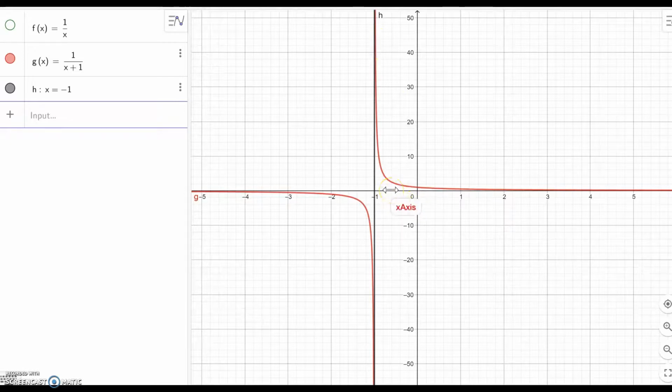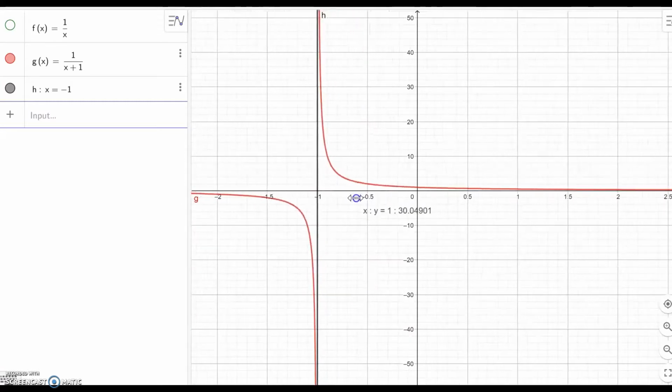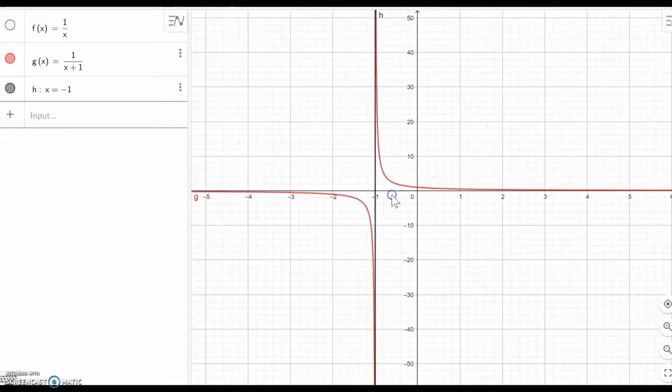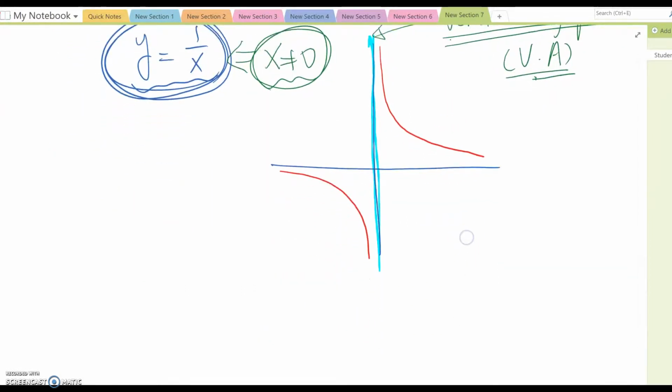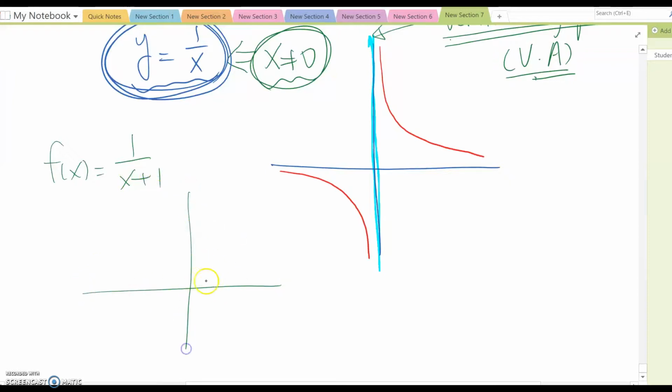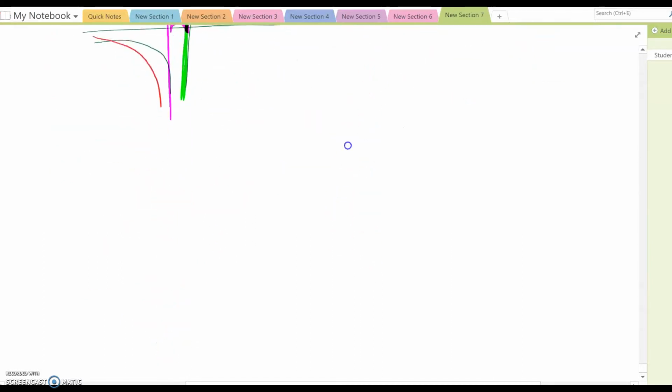Simply, if we zoom in on the x-axis, then we can see it better, right? Like that. Make sense? Therefore, based on this graph, now we can say f(x) equal to 1 over x plus 1 is the original graph moving 1 unit to the left for everything. So before, it was our vertical asymptote. Now the new vertical asymptote is 1 unit to the left here, and then the graph becomes like this, right?